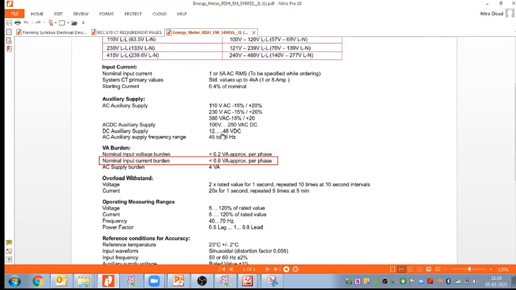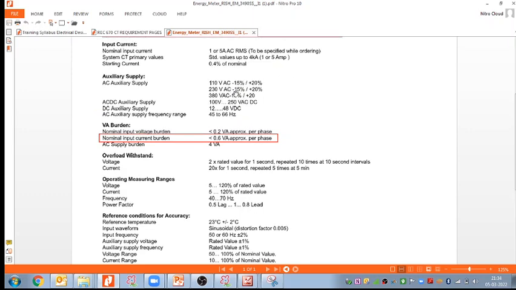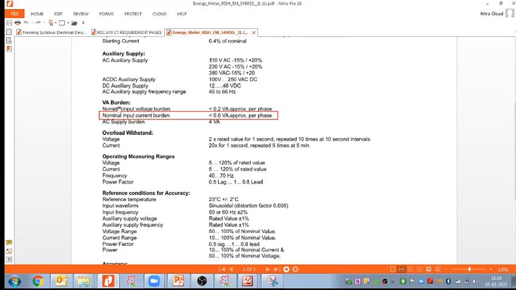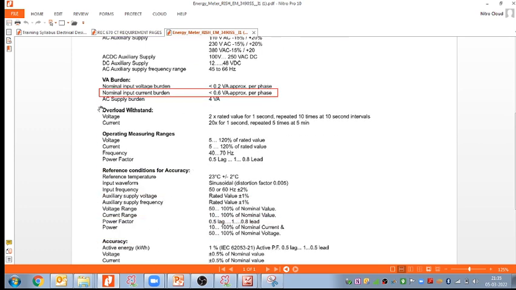I think you are getting the difference. What I mean by power up is that when they power up, then they will take the readings, like we use a cell to power up, that kind of thing. And now when it comes to the burden, nominal input voltage burden is 0.2 VA approximate per phase. This is not the auxiliary supply, this is my CT VT supply.